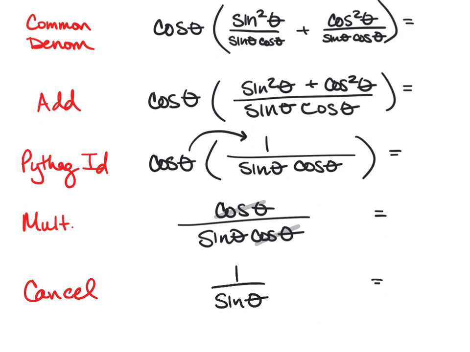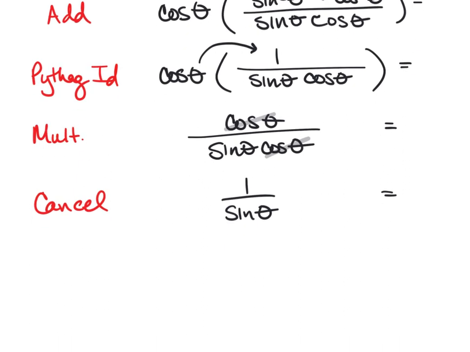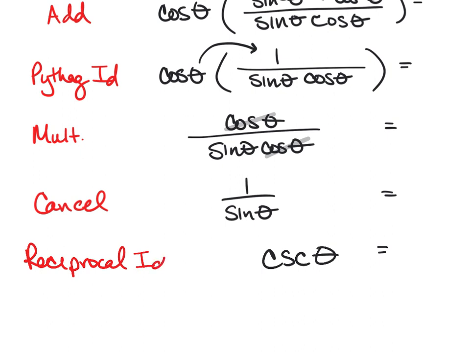And we check out our goal. Remember, our goal was to get it just to be cosecant. And isn't sine the reciprocal of cosecant? So immediately this can turn into cosecant of theta using that reciprocal identity. And boom, we're done.